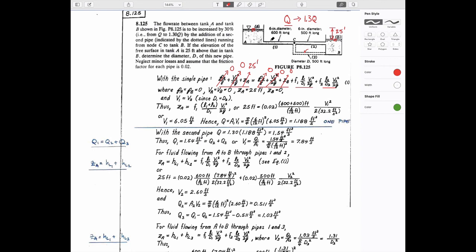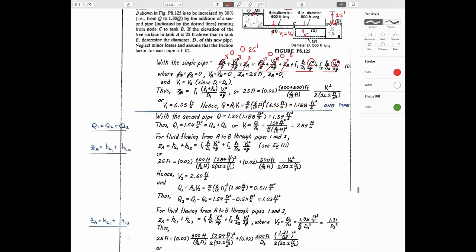We know that since the diameters of these pipes are both the same, V1 equals V2 by continuity. And so this V1 and this V2 can be put together to define 25 feet, friction factor, cumulative length over diameter, and the velocities in the pipe. We know the lengths of each of those pipes, and the only thing that we have to figure out is the velocity. And so we can solve for the velocity, which ends up being 1.88 feet squared.